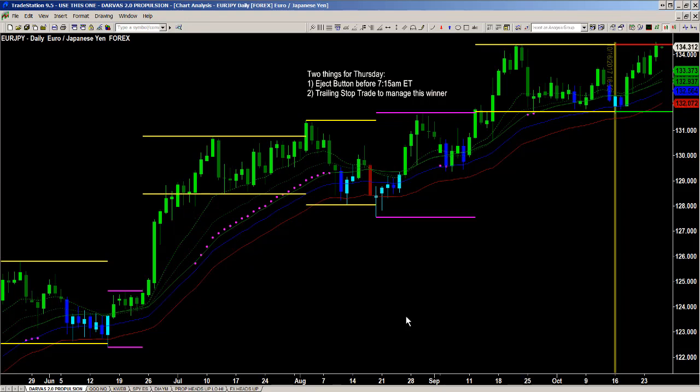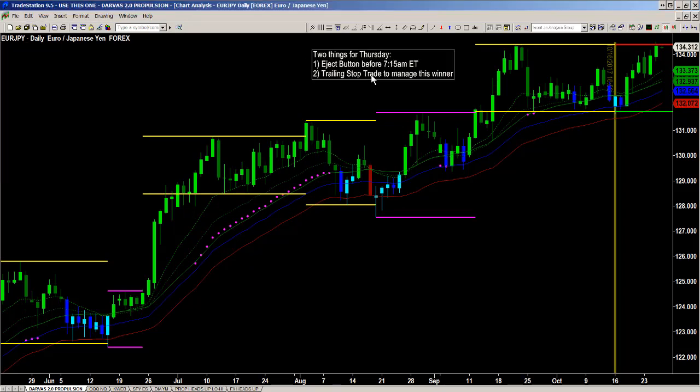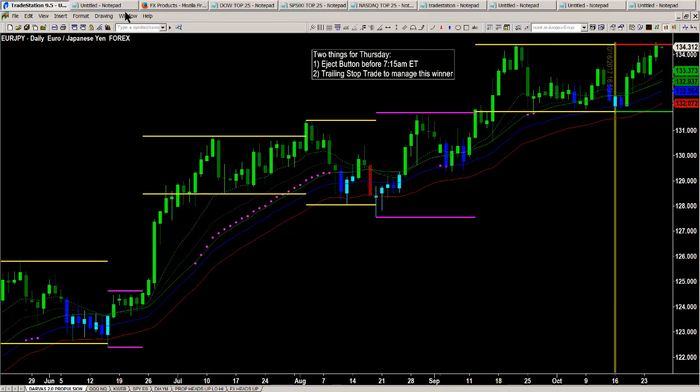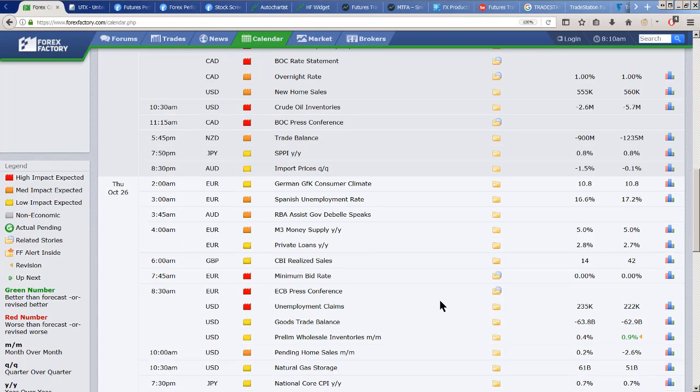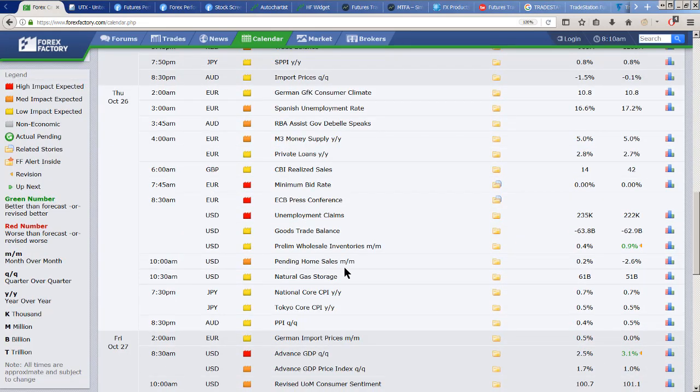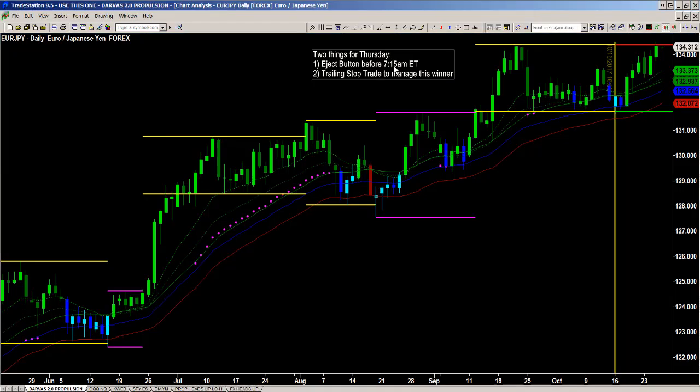Now, in terms of the way in which we're going to be dealing with the ECB, you'll see there's some management, I won't say concerns. These are really options. These are choices that we have now. And the thing to remember is we've got ECB tomorrow. That's why I say two things for Thursday. The eject button for 7:15 a.m. comes just in front of the minimum bid rate release. So that should actually be 7:45, a little typo there. So 7:45 before the minimum bid rate release.